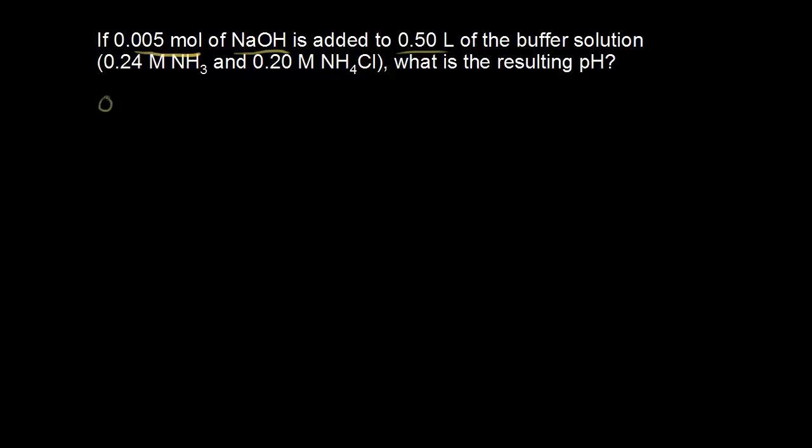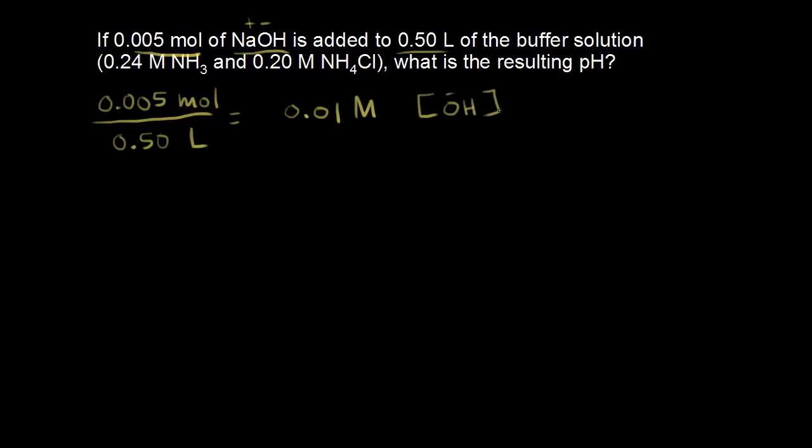So we're adding 0.005 moles of sodium hydroxide, and our total volume is 0.50 liters. If we divide moles by liters, that'll give us the concentration of sodium hydroxide. 0.005 divided by 0.50 is 0.01 molar. So that's our concentration of sodium hydroxide. And since sodium hydroxide is a strong base, that's also our concentration of hydroxide ions in solution, 0.01 molar.